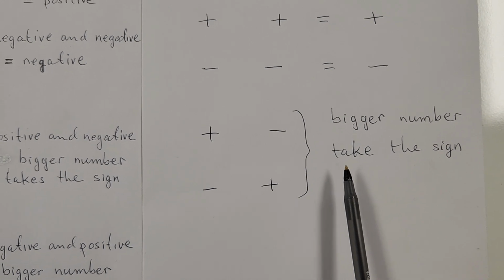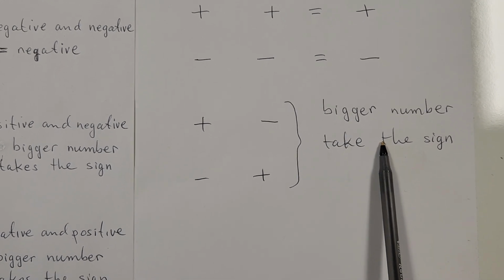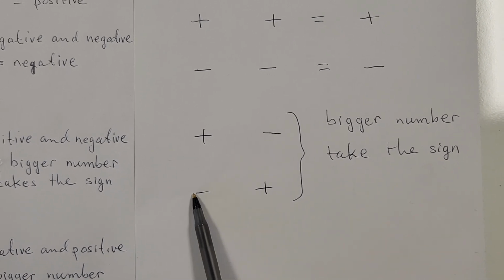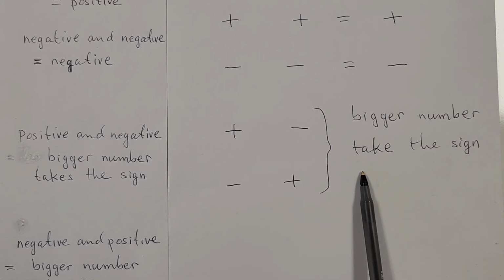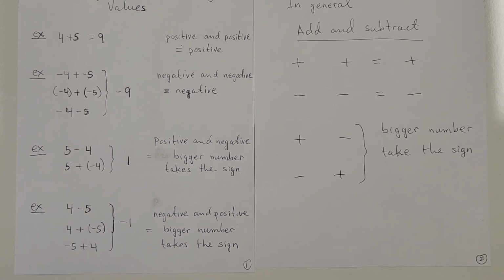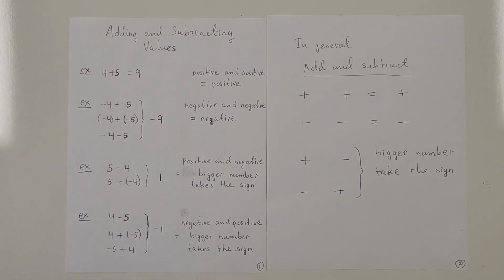If the biggest value is positive, the answer stays positive. If the biggest value is negative, then the answer stays negative. Okay, so this is the lesson for adding and subtracting values.